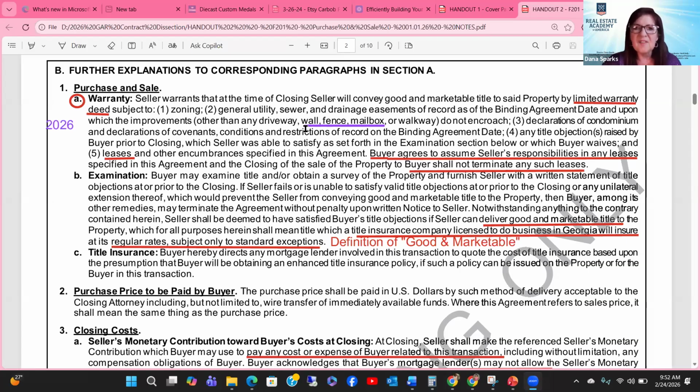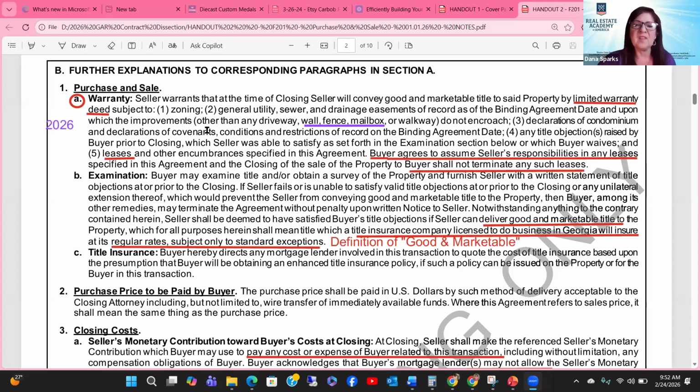Other than, and if I have it underlined in purple, that means that is a new addition for 2026. And that had not been in the contract package prior to 2026. So for 2026, GAR added wall, fence, mailbox. So limited warranty deed as of the binding agreement date with the easements recorded, but it does not include those. Why? Those are movable.